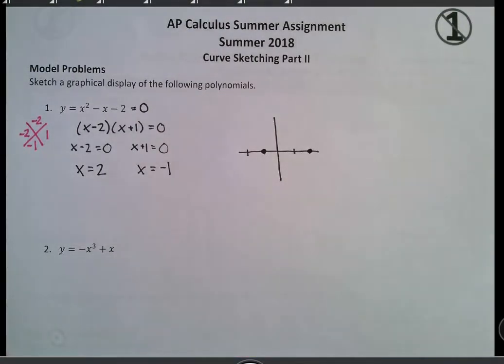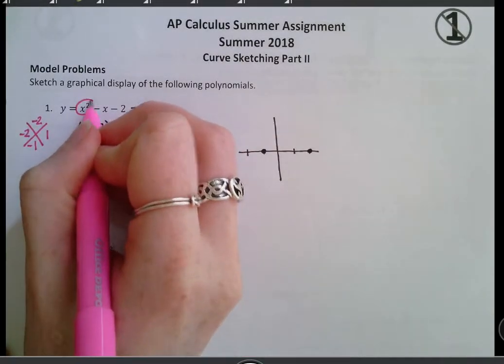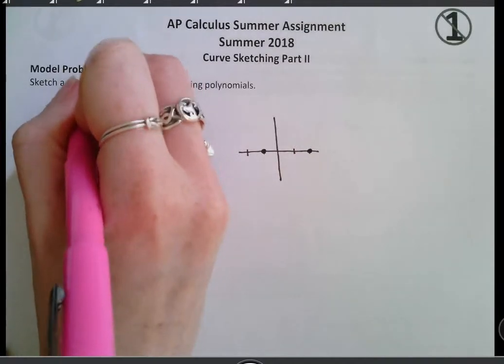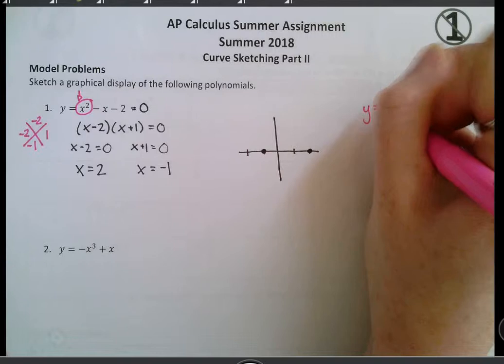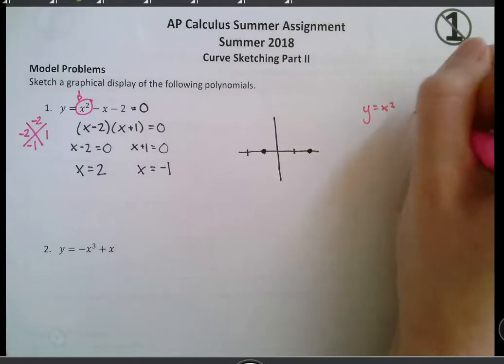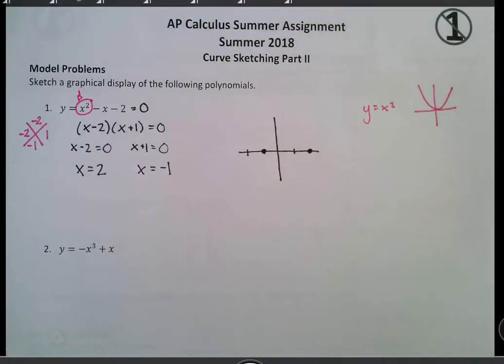Now I just need to think about the shape of my graph. This is an x squared function, and the leading coefficient in front of it is positive. So my parent function, y equals x squared, is just our regular parabola. That means our graph is going to look like that as well.